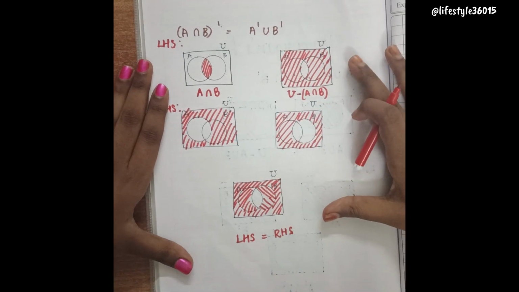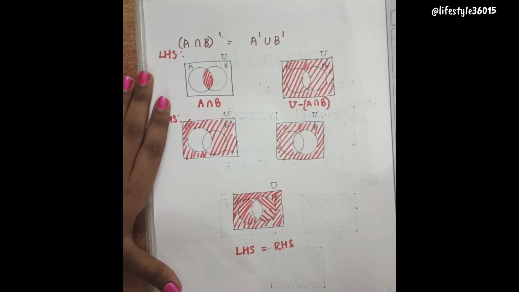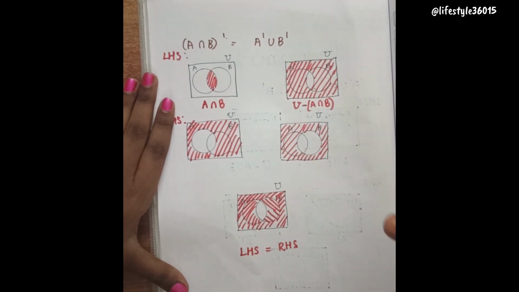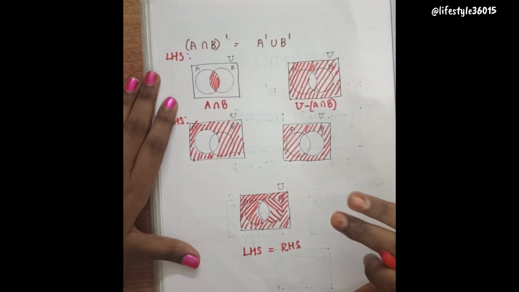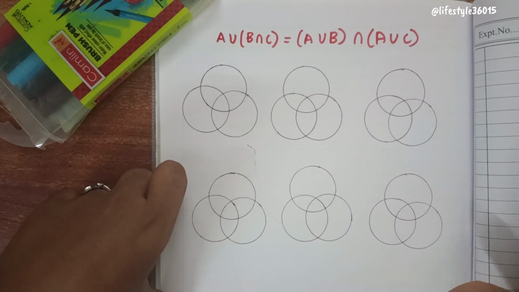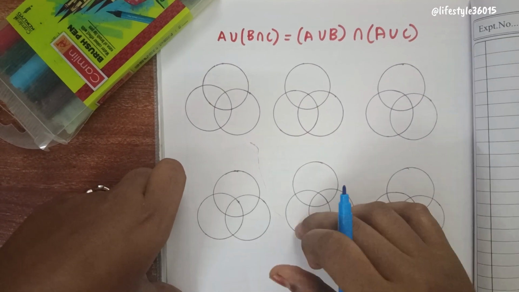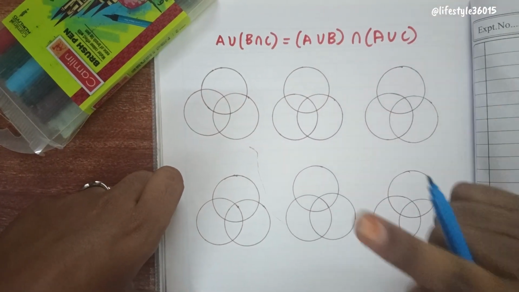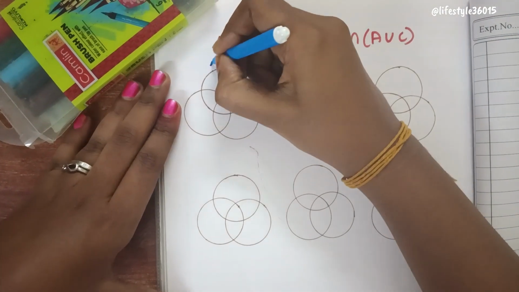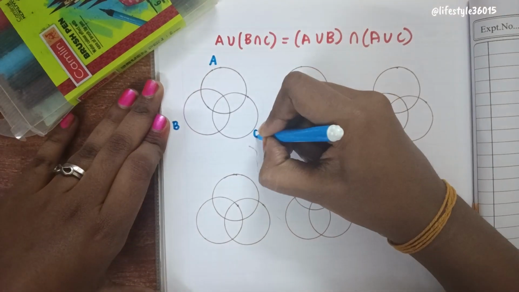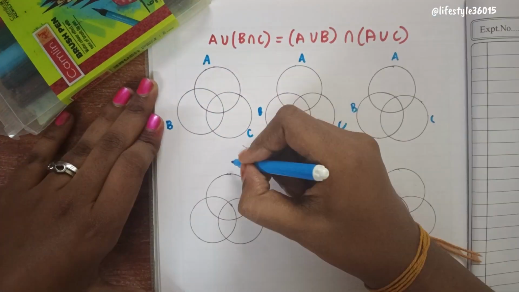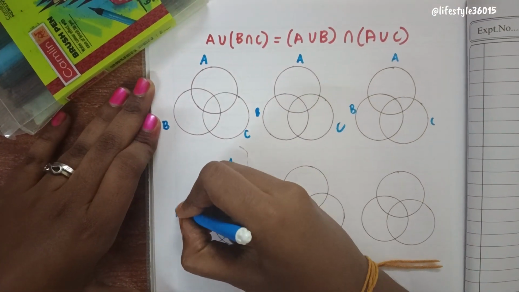I hope you understood this concept. The De Morgan's law is very important according to the exam point of view. So note it down carefully. Now let's learn how to do Venn diagram without universal set. According to this formula, we have three sets A, B and C. So we are going to name the sets A set, B set, C set. Never forget to name when you draw Venn diagram.